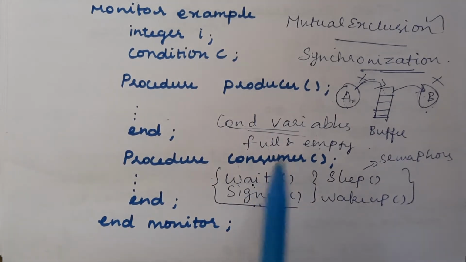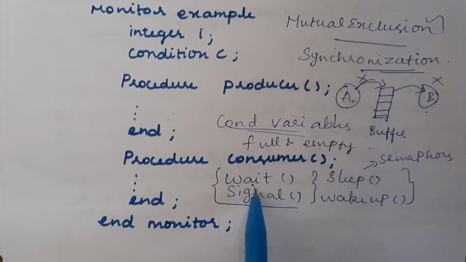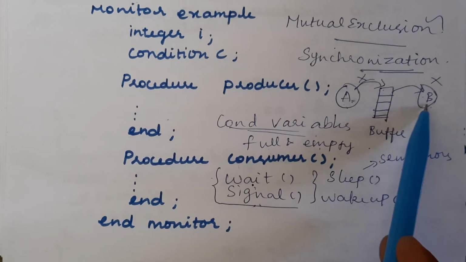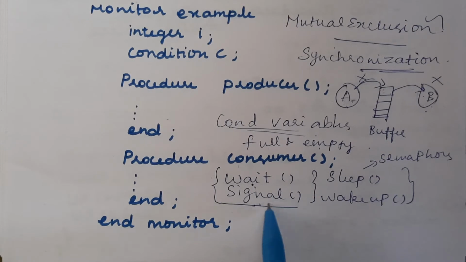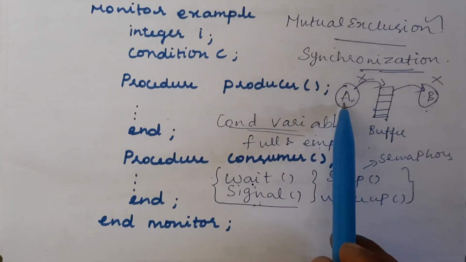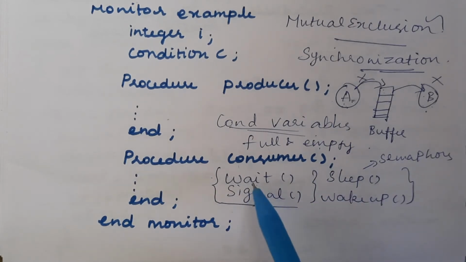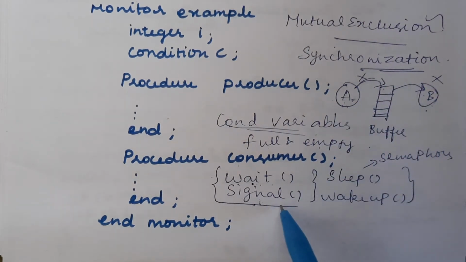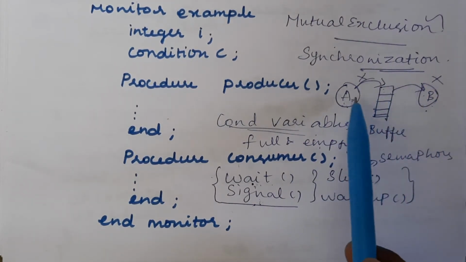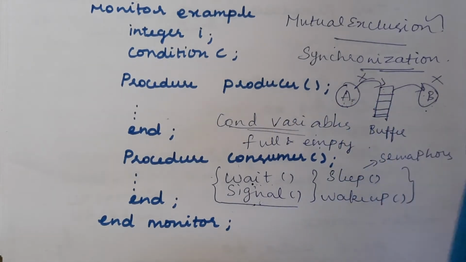Suppose the consumer process has already performed the wait operation, which means it has been blocked. Then the producer process will perform the signal operation on this consumer in order to unblock it. Now the problem is what happens after the signal operation. If the producer process has been blocked, which means it performed the wait operation, then the consumer process performs the signal operation on the producer in order to wake it up, to unblock it.